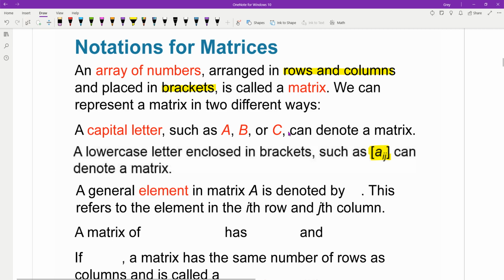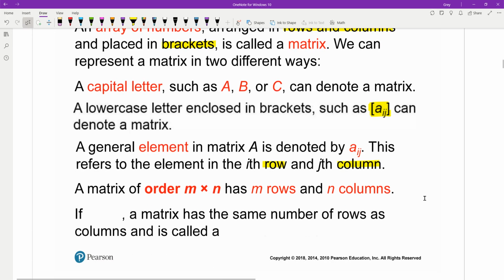And I mentioned before that any element in the matrix can be denoted by a lowercase letter, again with a subscript representing i and j, which are the row and column of the matrix. The order of a matrix, m by n, gives the number of rows and then the number of columns. If you ever drank RC Cola, you remember the R comes first. And of course, if m equals n, then we know we have a square matrix.